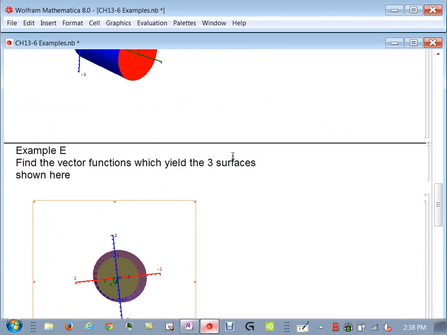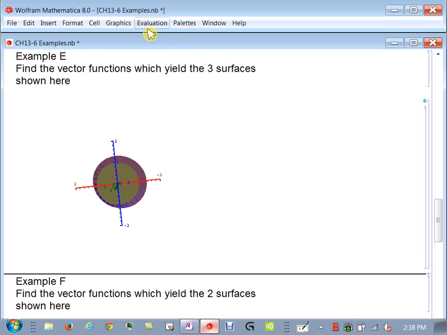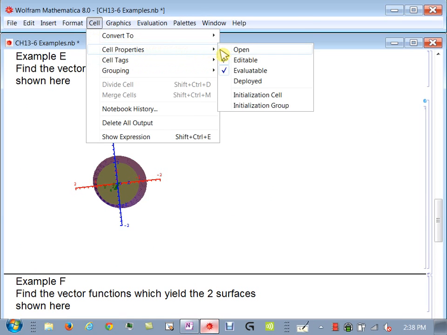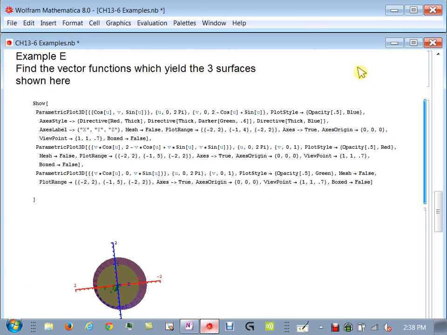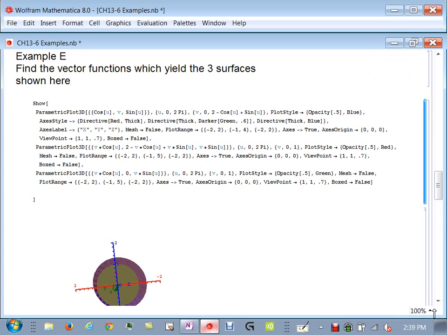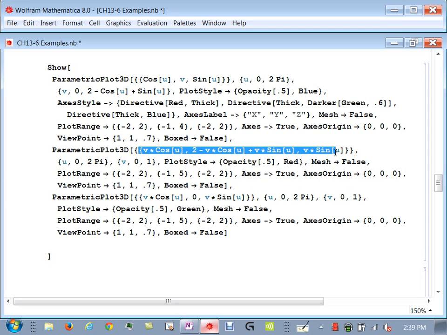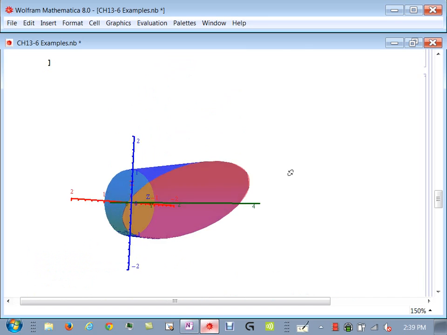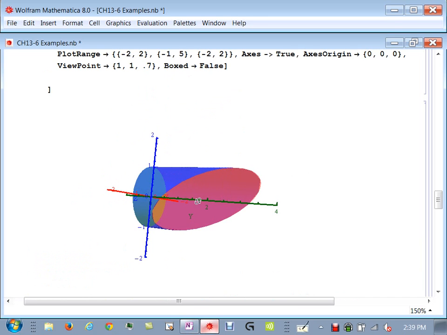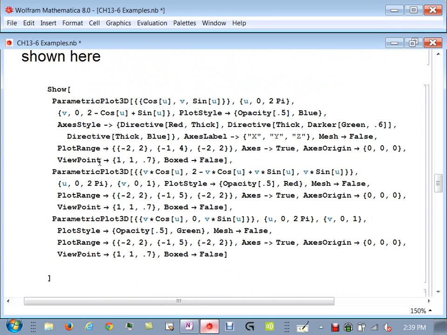I'll show you real quick in this. If I open up my code for this, you can see right here the one we just did. Right? That's it. V cosine u, 2 minus V cosine u plus V sine u, V sine u. Here's my restrictions. U is 0 to 2 pi, V is 0 to 1. And what did it draw? Well, it drew that thing right there. All of those are my different parametrics.